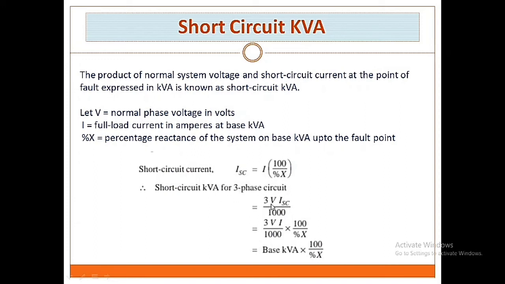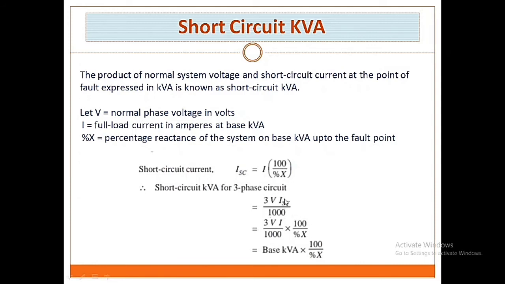So what is short circuit kVA? This is the product of normal voltage and short circuit current and it is expressed in kVA. That's why we divided this by 1000 to express it in kVA rating. And for three-phase circuit we multiply this term with 3. So short circuit kVA for a three-phase circuit is 3 into V into ISC by 1000.